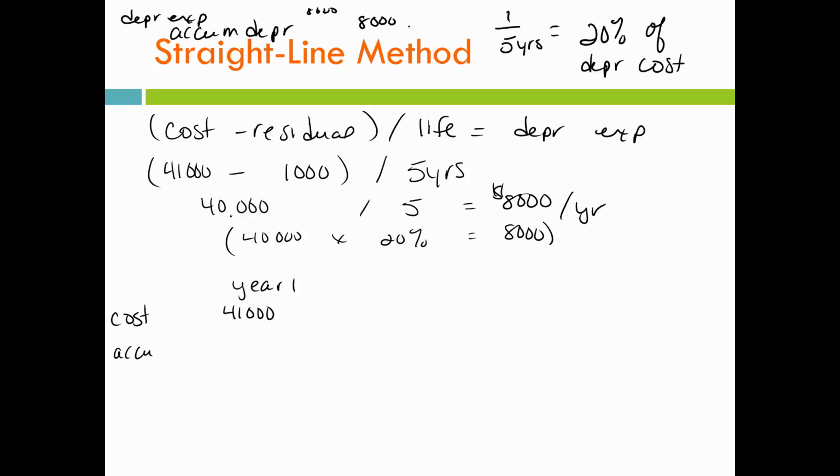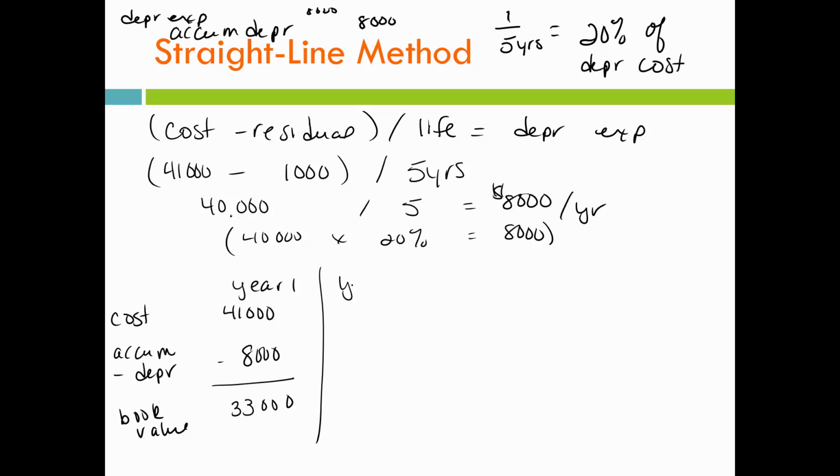$8,000. Okay, and I'm going to do that every year for 5 years. So the accumulated depreciation after year 1 will be $8,000, right? So the book value of the asset will be the cost minus accumulated depreciation, so that's $33,000.